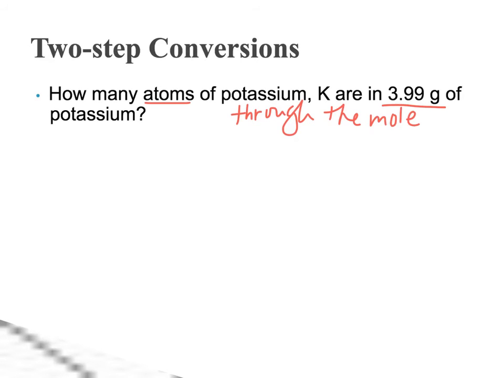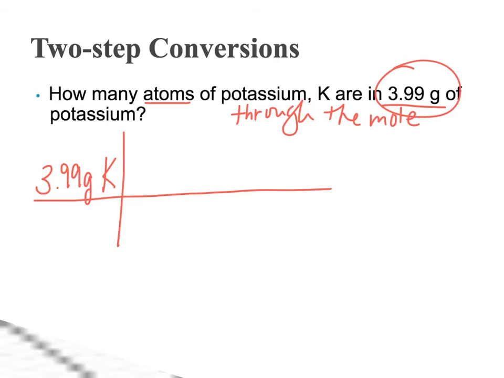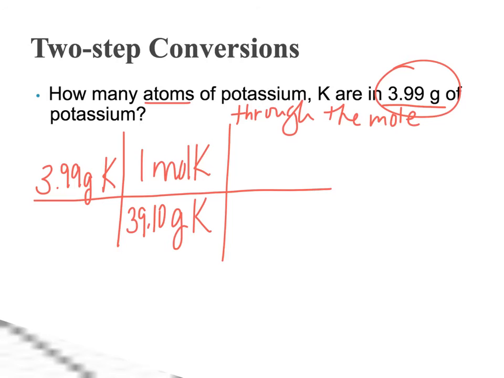So we're going to start with our 3.99 grams because we always start with what they gave us. So 3.99 grams of potassium. I need to get rid of grams, and the only way I can do that is using my molar mass. So I've got grams per 1 mole of potassium. We look at our periodic table, and we see that it's 39.10 grams of potassium in 1 mole of potassium. Now my grams of potassium are canceling out, and now I need to use Avogadro's number because I want to get rid of moles and because I'm ultimately trying to go to atoms.